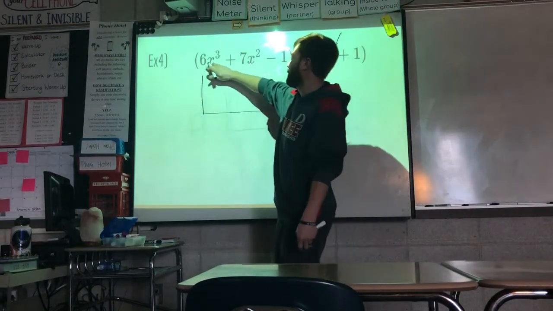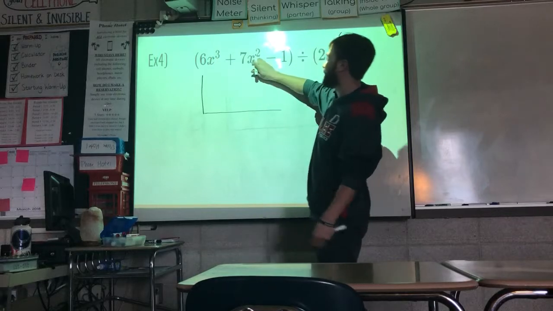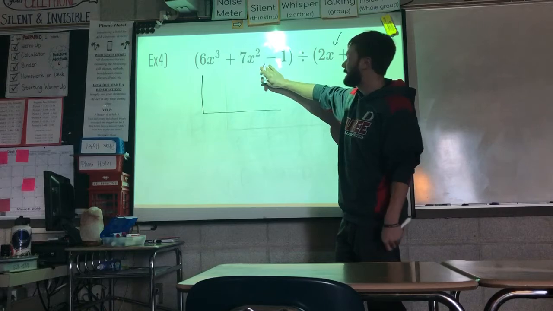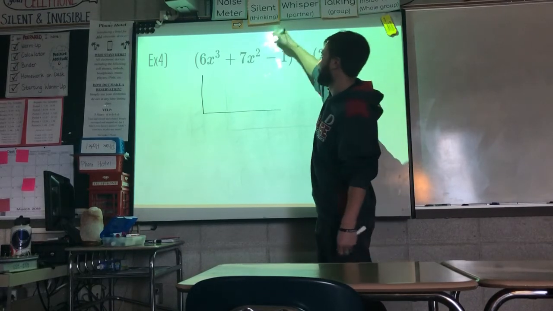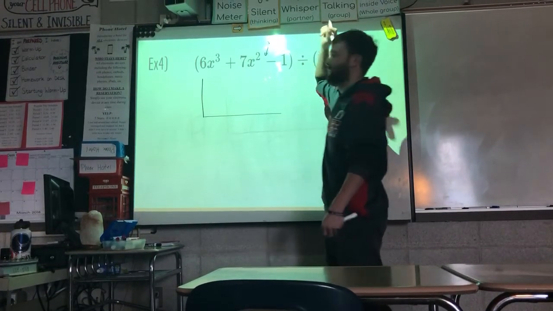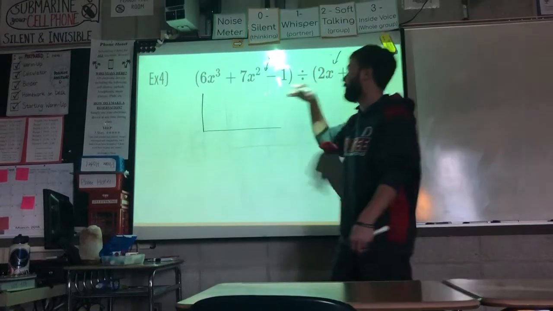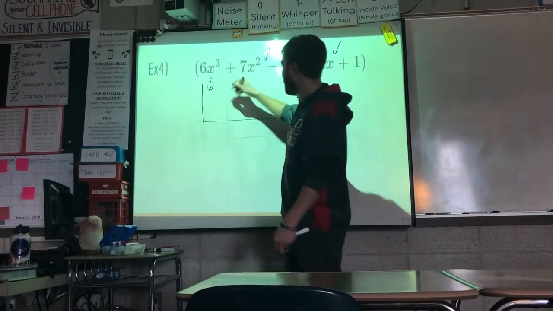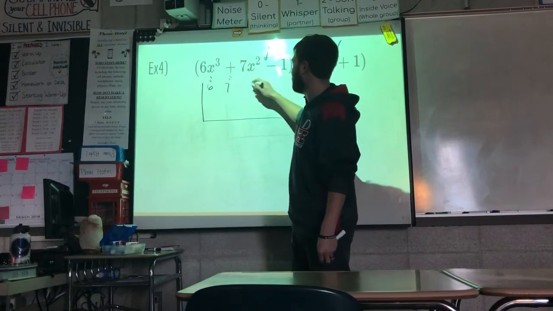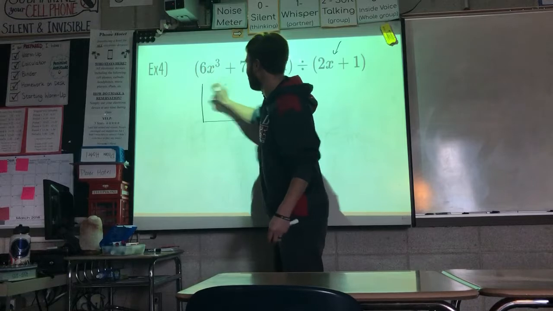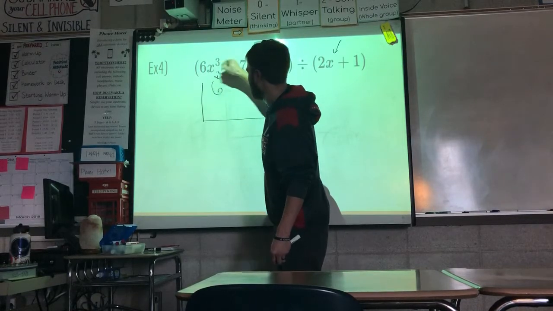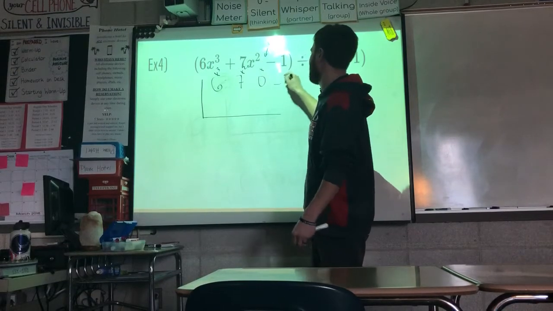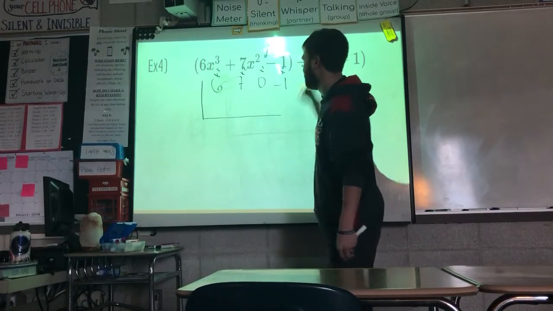All right, if I'm looking at this, I see x to the third, x squared, and then the constant term. So what are we missing? The linear term. So we have a plus 0x happening in here. So we need to remember that, otherwise things aren't going to work out. So my first coefficient is my x to the third, then my 7x squared, my 0x, and my minus 1, my x to the 0 power.